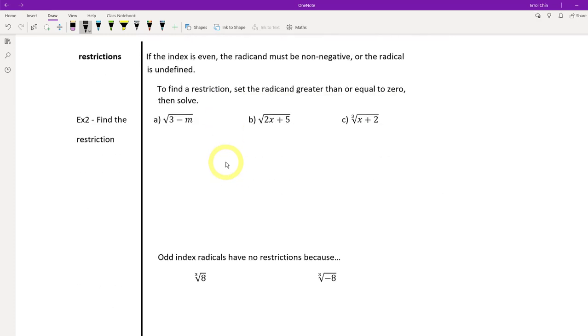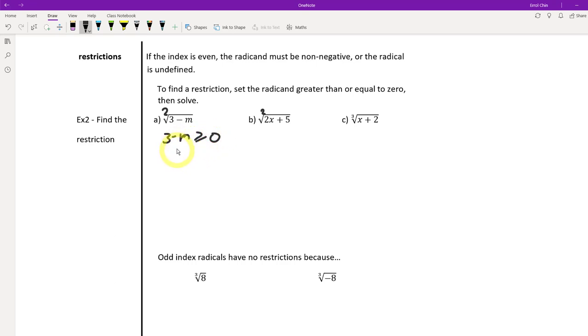Moving on, restrictions. It says if the index is even, the radicand must be non-negative, or the radical is undefined. To find the restriction, set the radicand greater than or equal to 0, then solve. So in this particular case, all these examples, my indexes are even. Oh, sorry, the first two are even. What that means is that we can say 3 minus m has to be positive. So how do we set that? Well, it has to be greater than or equal to 0.